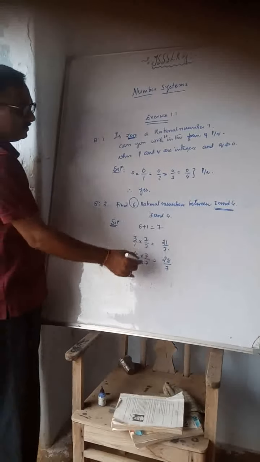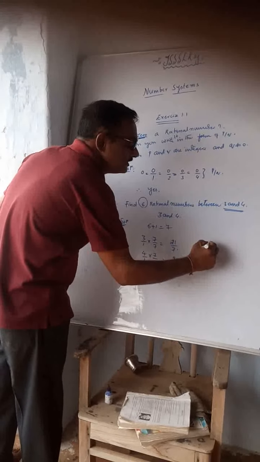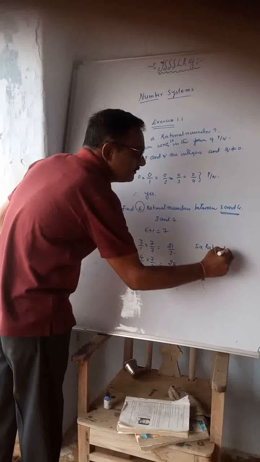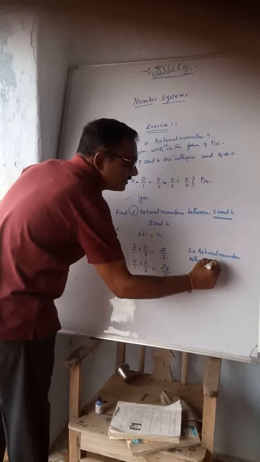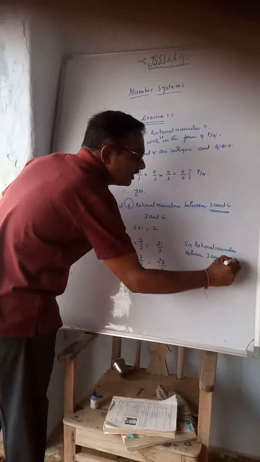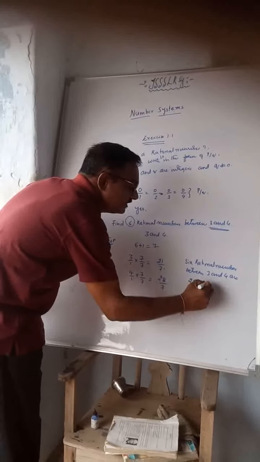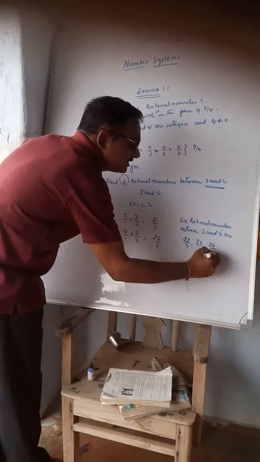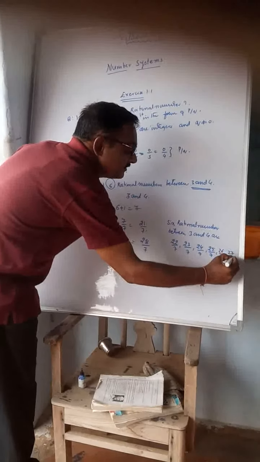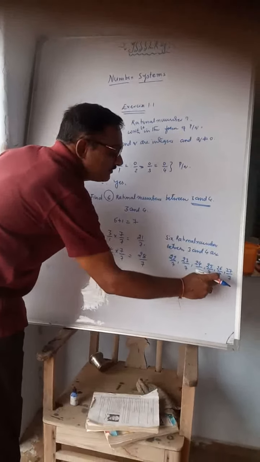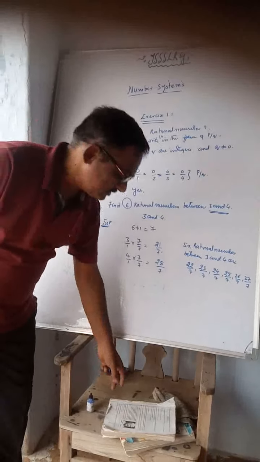Now we are going to take out the 6 rational numbers between these two. The 6 rational numbers between 3 and 4 are, after 21 we can take 22 by 7, 23 by 7, 24 by 7, 25 by 7, 26 by 7 and 27 by 7. 1, 2, 3, 4, 5, 6. We are having the exact 6 rational numbers between these two rational numbers.